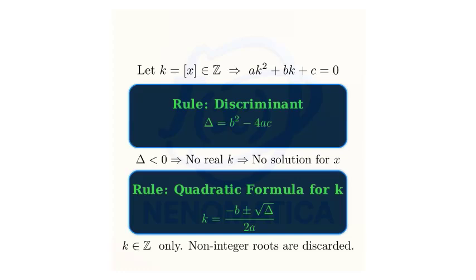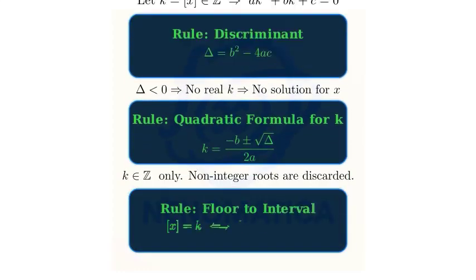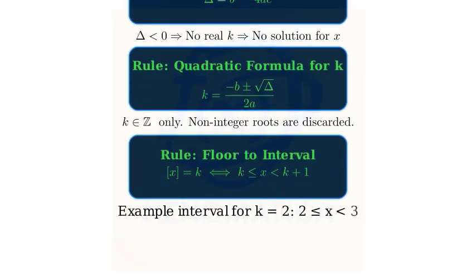Step 3. Map each valid integer k back to x. Because k equals the floor of x, that means k is less than or equal to x, and x is less than k plus 1. This gives a closed dot on the left and an open dot on the right on a number line.